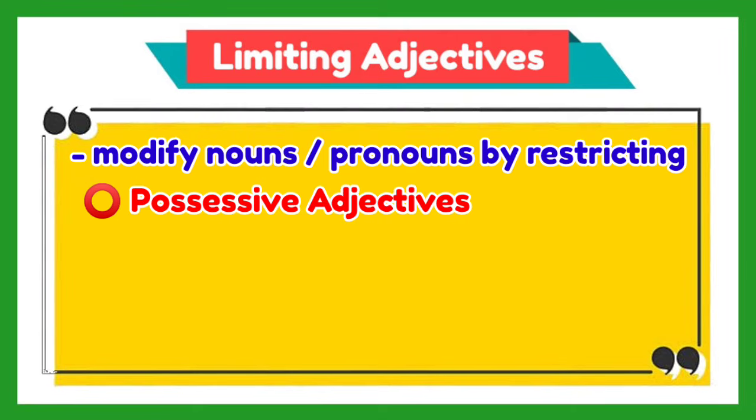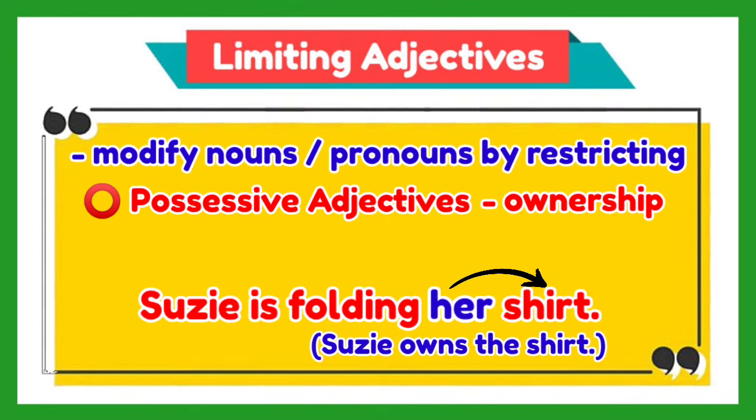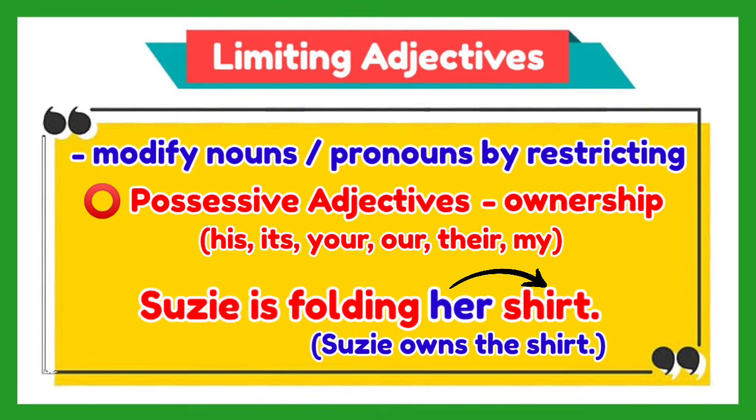We also have possessive adjectives. These adjectives show ownership. For example, Susie is folding her shirt. The possessive adjective in the sentence is her. It modifies the noun shirt to express the idea that Susie owns the shirt. At first glance, you would think that it is a pronoun, but it's not because in this case, it modifies a noun. It tells whose shirt it is, right? Other examples of possessive adjectives are his, its, your, our, their, and my.